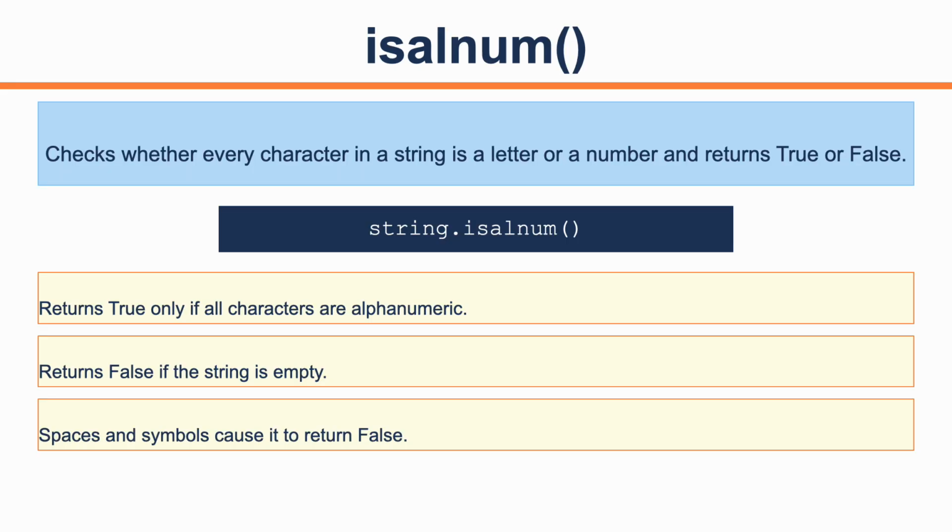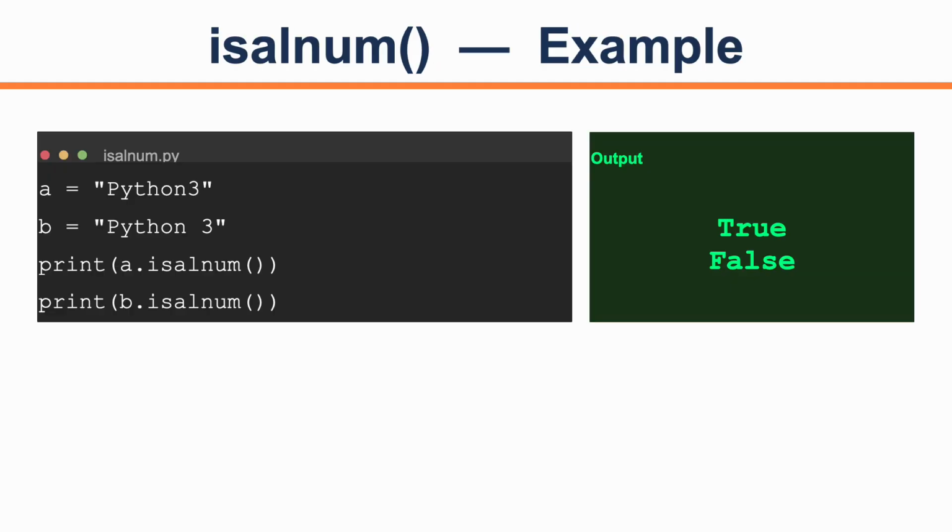The isAlnum method checks whether every character in a string is a letter or a number. It returns true if all characters are alphanumeric and the string is not empty. Spaces and symbols cause it to return false. Here we check two strings using the isAlnum method. The first string contains only letters and numbers, so it returns true. The second string contains a space, so it returns false.